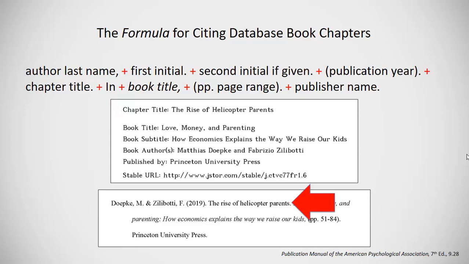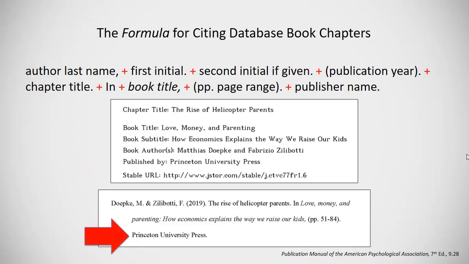Then you're going to put the word in, followed by the book title, which is nicely labeled for you here, and there it is in the citation. Next comes the page range, which you'll take directly from the text of the article, and there it is in the citation. And finally, you'll add the name of the publisher, which is right there, and there it is in the citation.